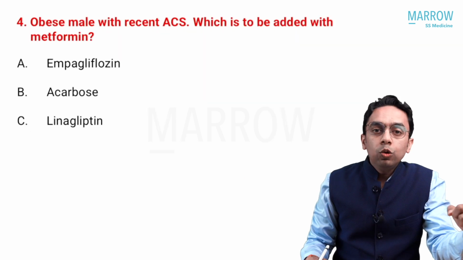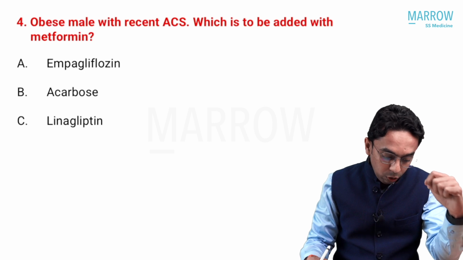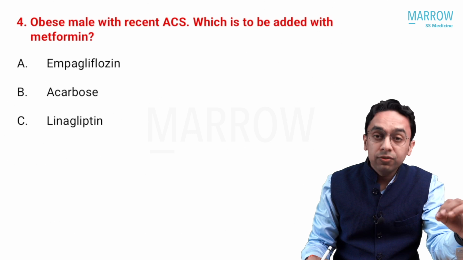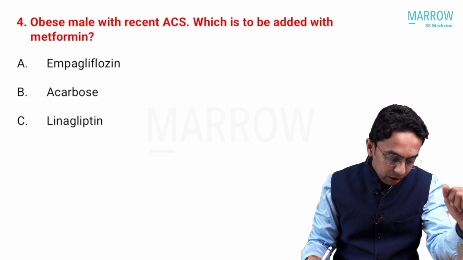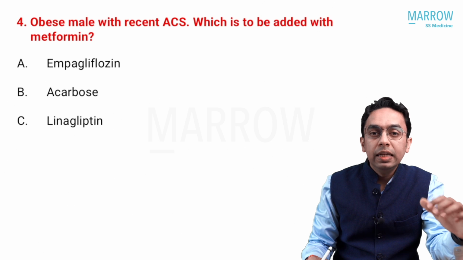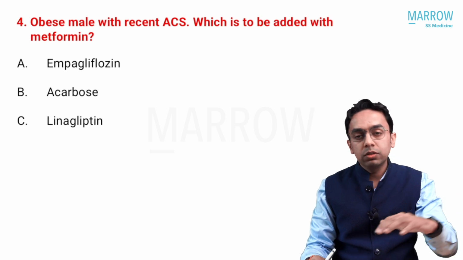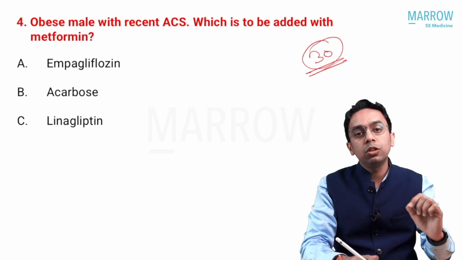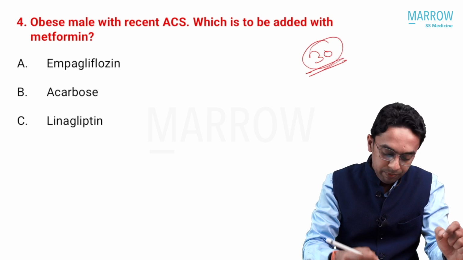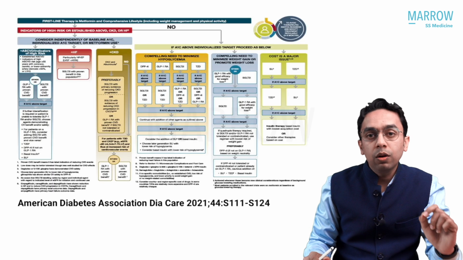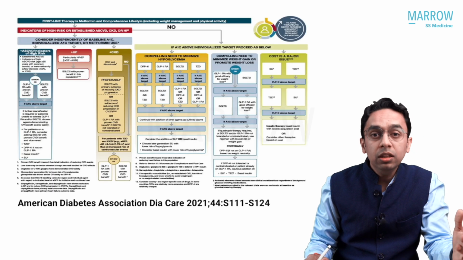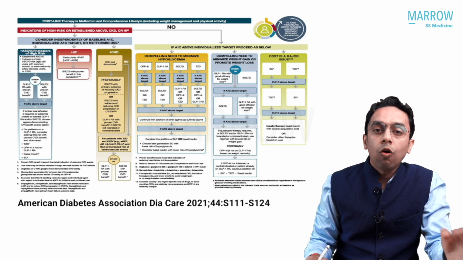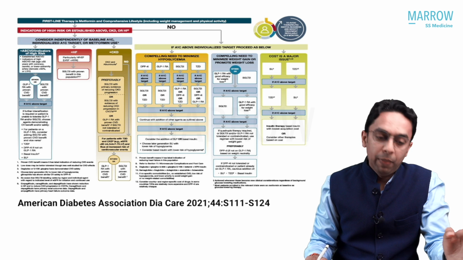Coming to question number 4, obese male with recent ACS, which is to be added after metformin. Okay, so empagliflozin, acarbose or linagliptin. This also we have discussed when we were discussing question number 30 of diabetes. This is based on the ADA guideline. So this is the chart, which everybody must have seen. So what is the first line treatment for diabetes? It's obviously lifestyle and metformin.